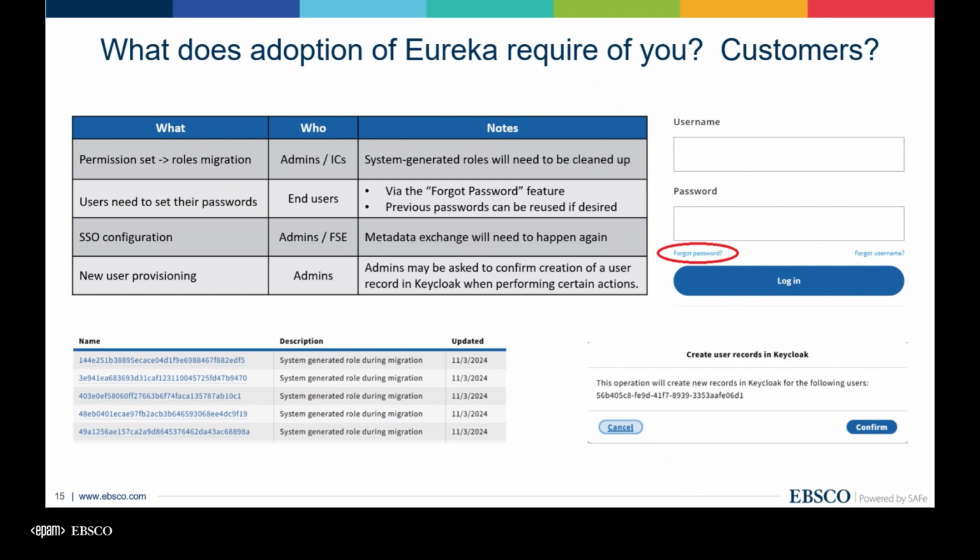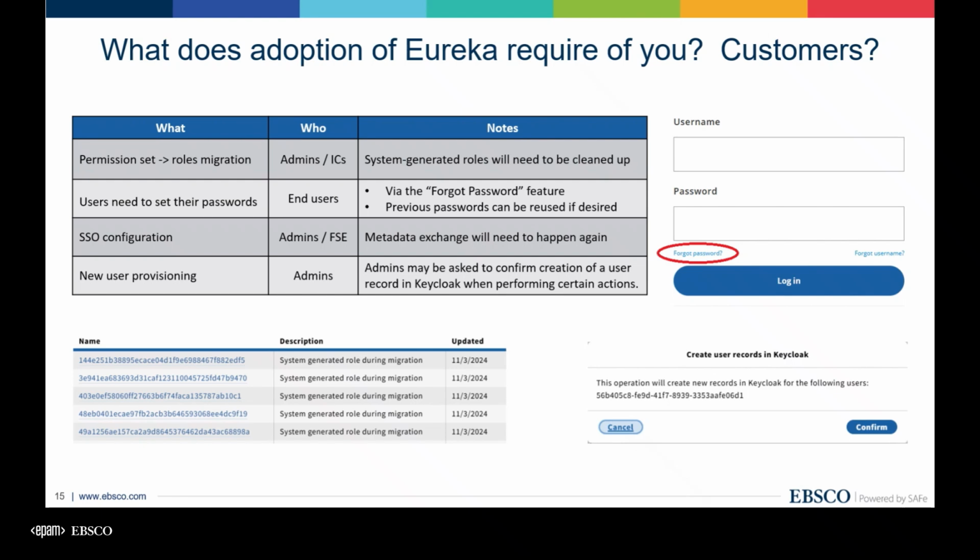Next up, SSO configuration. If you're familiar with the process of setting up a SAML integration, there's this metadata exchange that needs to happen between the Folio side and the identity provider. And that will need to happen again because it's now Keycloak, which is managing that single sign-on flow, not mod-login-saml. So there's going to be some additional work required there for system operators.